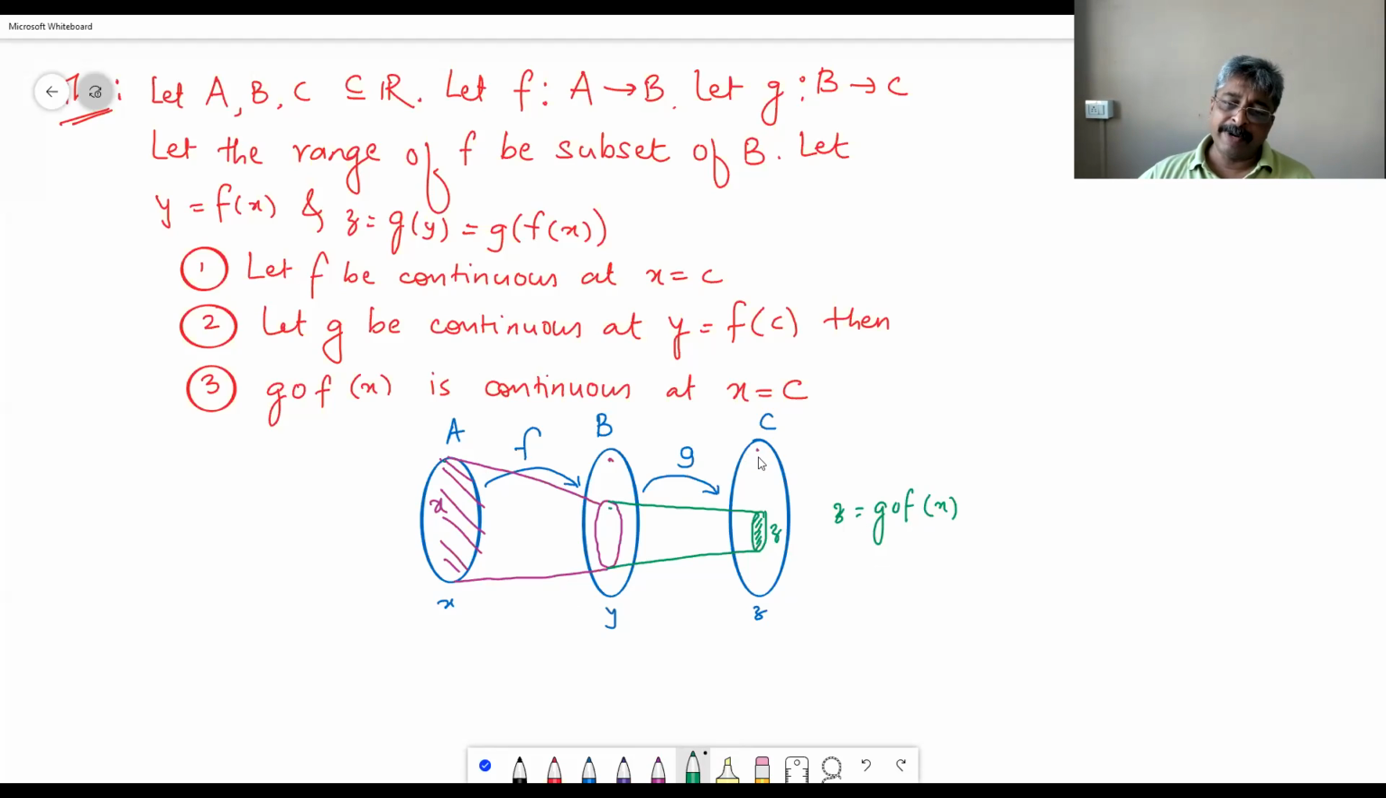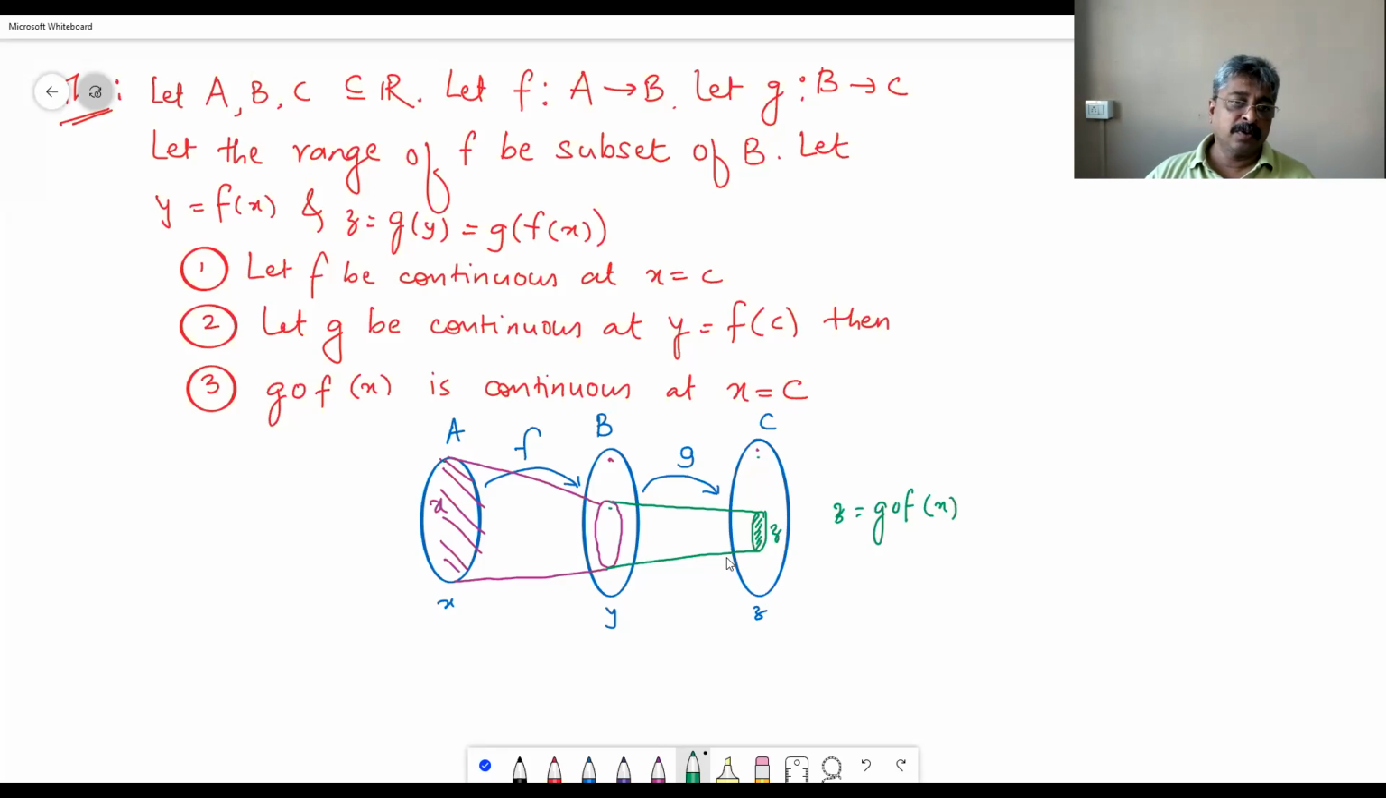There could be some additional elements sitting here. That is fine. There could be a few more that are part of set B and under g are being projected into C. That is fine, but we are not interested in the remaining. We are interested in the z's and how these z's are created using g of f of x. That is what matters to us. This is what composition of function is.